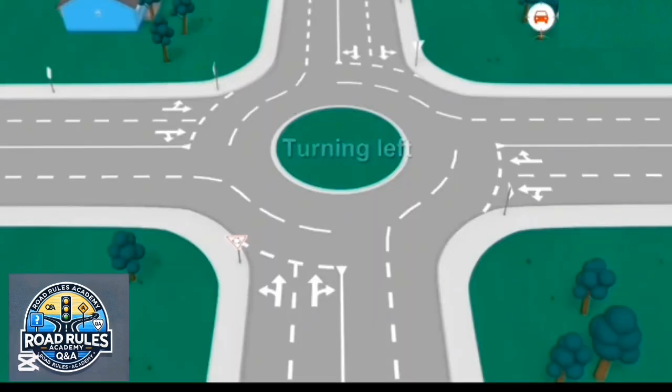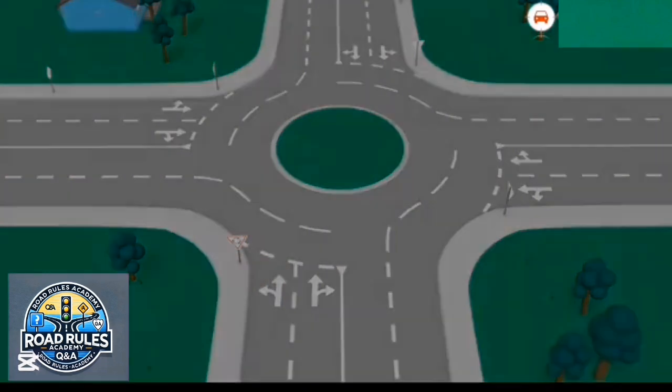Turning left. When turning left, you must indicate left on approach and be traveling in the left-hand lane. Unless there are road markings with other instructions, stay in the left lane and exit in the left lane.